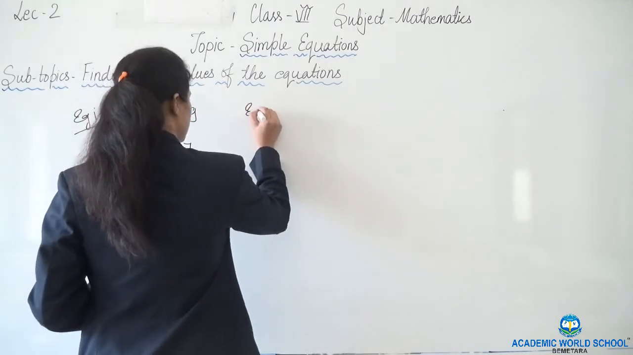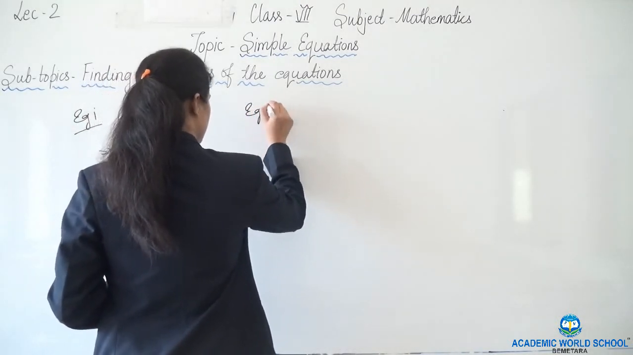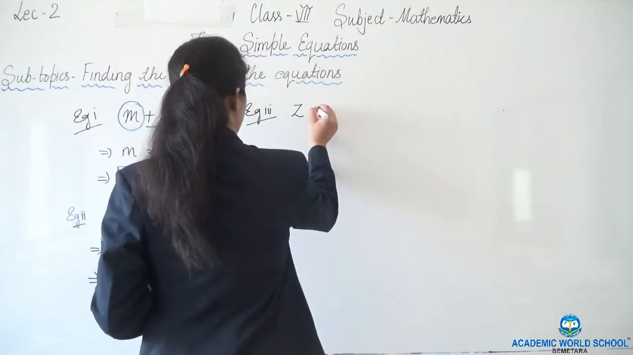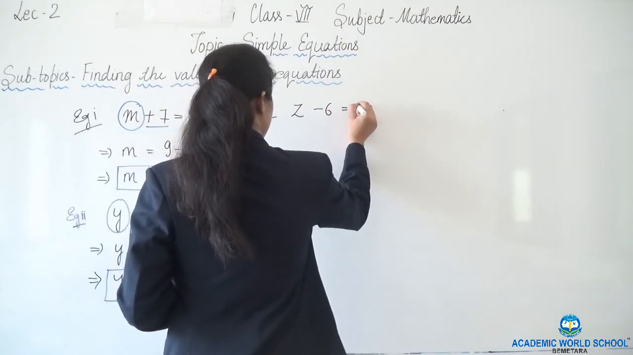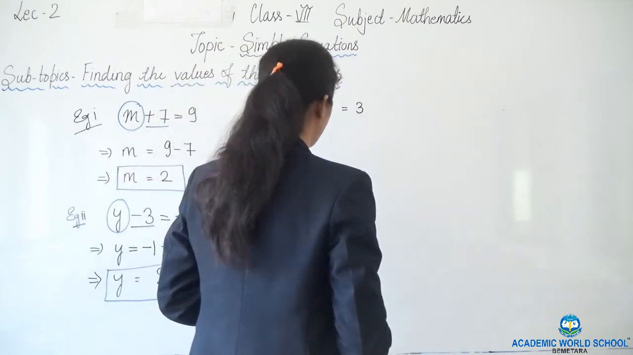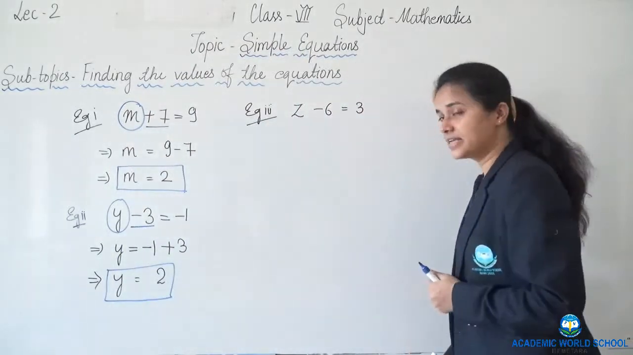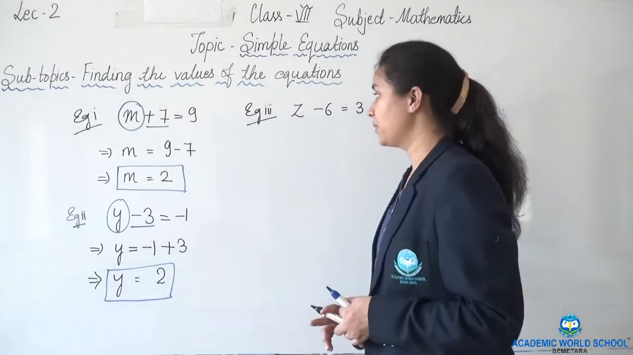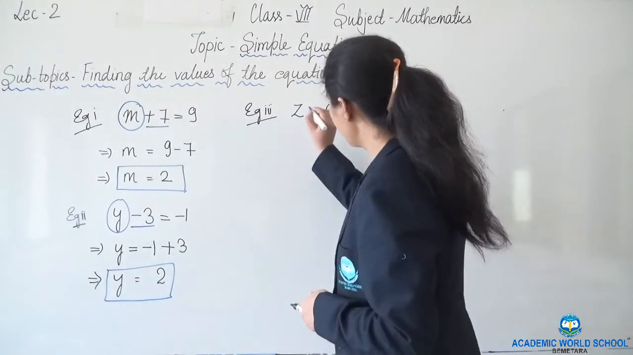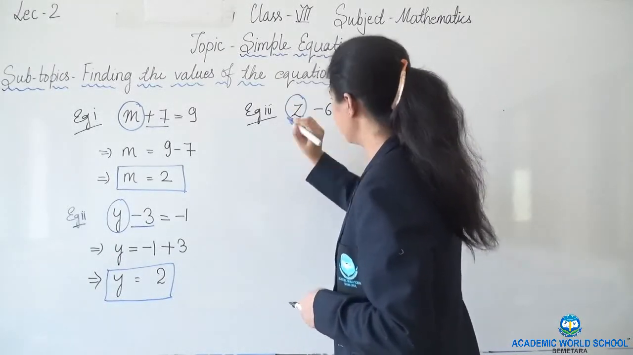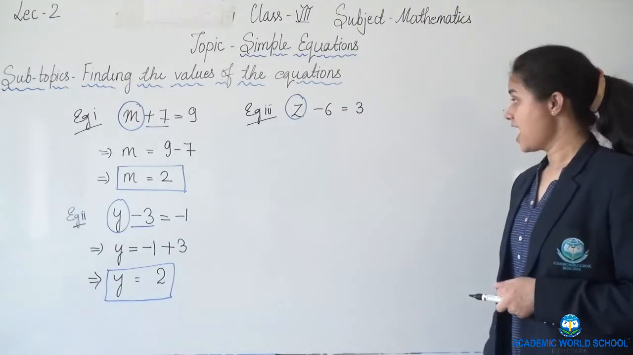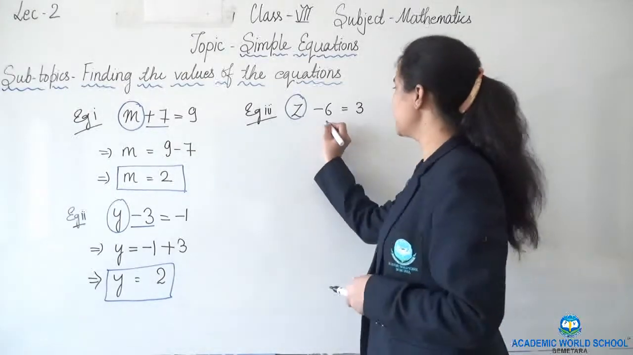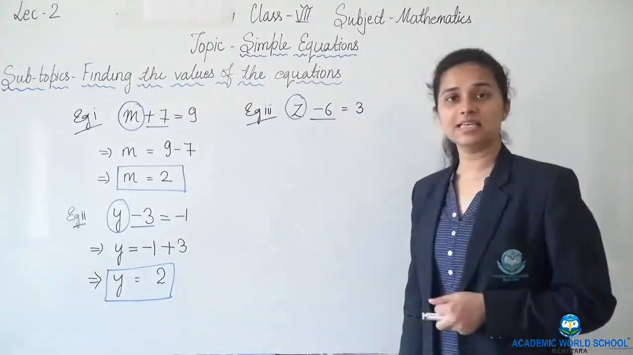Suppose z minus 6 equals 3. Again, we have the variable z, and we have to find the value of z. With z, we have minus 6.